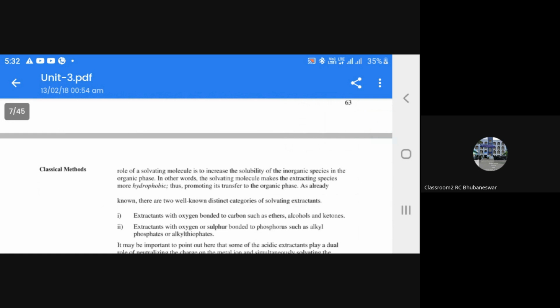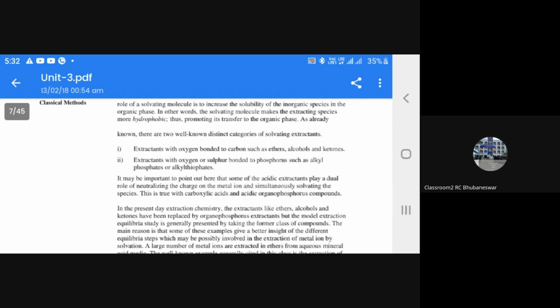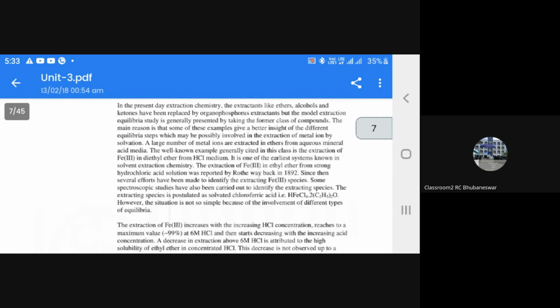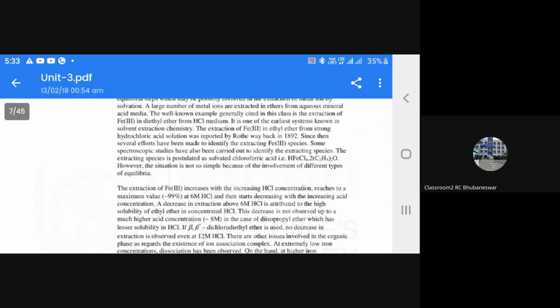Okay, so as already known, there are two well-known distinct categories of solvating extractions: extractants with oxygen bonded to carbon, which we have already discussed, such as ether, alcohol and ketone in the introduction chapter. Yesterday we discussed extractants with oxygen or sulfur bonded to phosphorus, such as alkyl phosphates and alkyl thiophosphates. It may be important to point out here that some of the acidic extractants play a dual role of neutralizing the charge on the metal ion and simultaneously solvating the species. One can give an example of Fe3+, or ferric ion, which can be extracted.